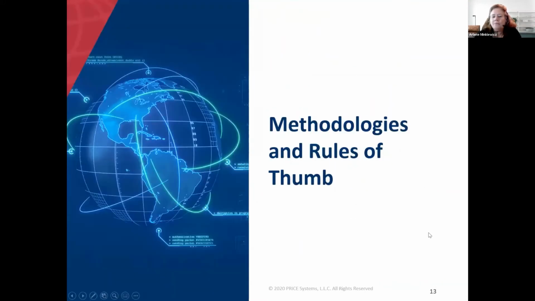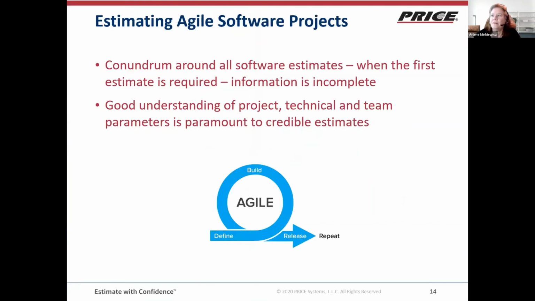So that's a basic overview of Agile. I'm going to talk now about estimating for Agile. So estimating Agile software projects. In general, there's a conundrum around all software estimation: when the first estimate is required, information is incomplete. It's unclear on exactly what the end deliverable is going to be.